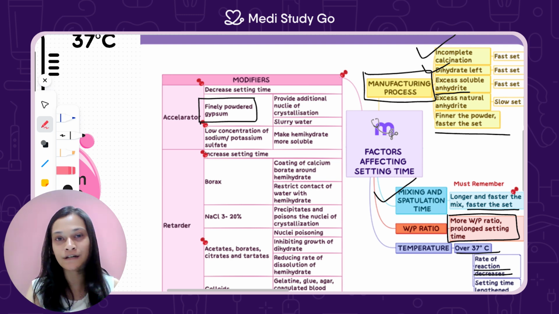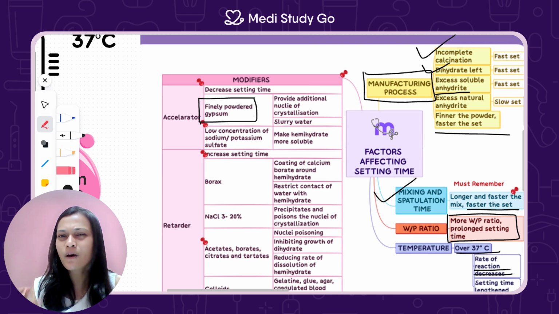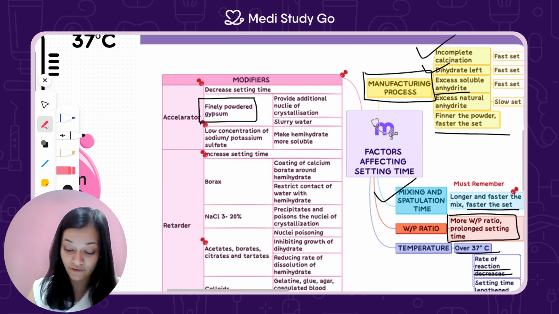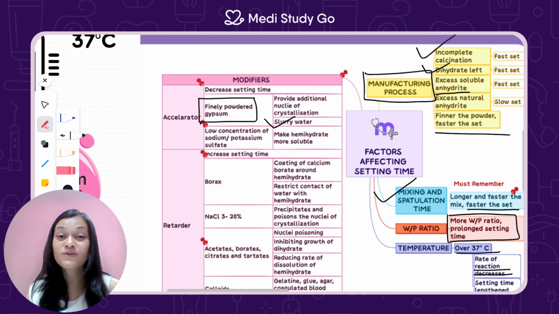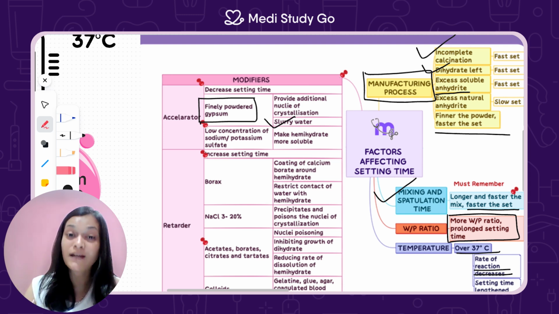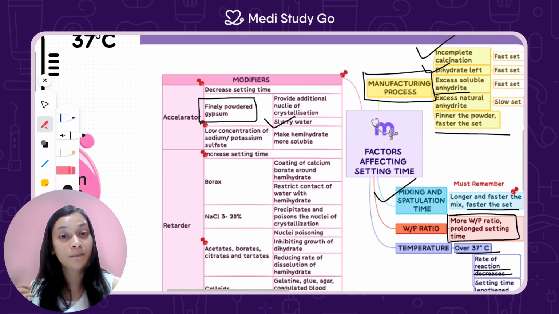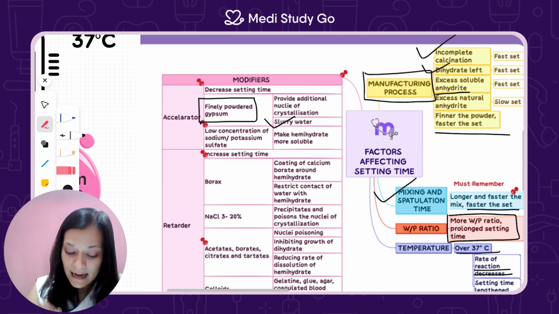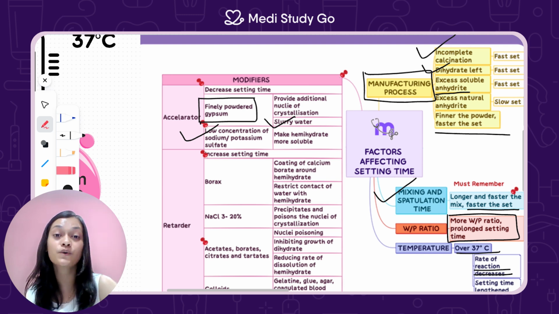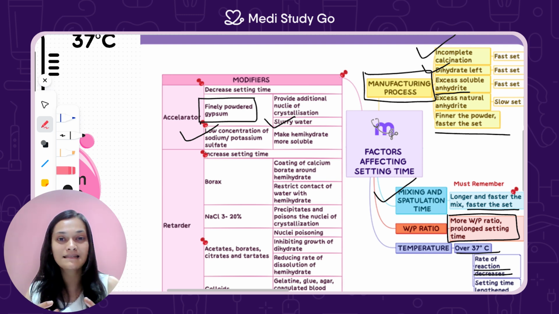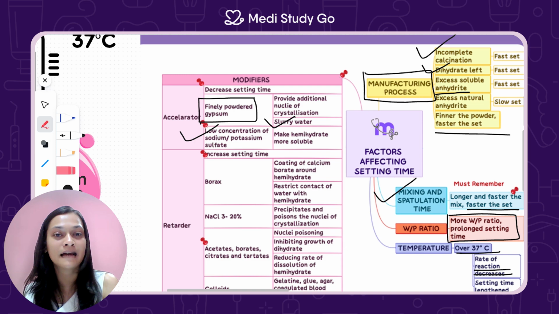You cannot further reduce the size by yourself. So it is one of the methods that you can check for the particle size at the time of purchasing itself. But apart from that, you can use slurry water. Because what is it going to do? It's actually going to provide more nuclei for crystallization. Faster is going to be the precipitation of dihydrate. At the same time, low concentration of sodium or potassium sulfate makes the nucleation process faster, which leads to making hemihydrate more soluble by actually precipitating dihydrate faster.